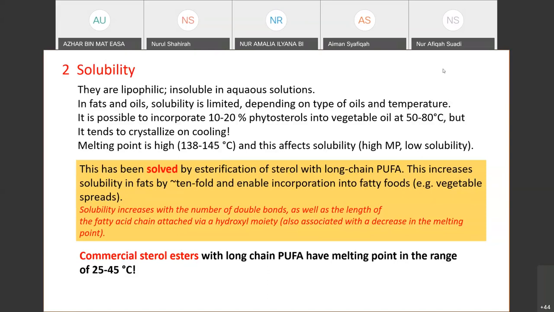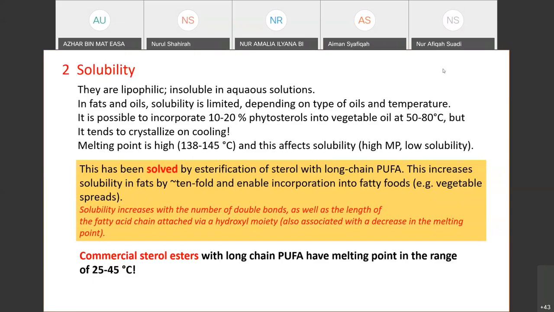But technology has solved the problem by the process of esterification of sterol with long chain polyunsaturated fatty acids. This esterification increases solubility in fats by about tenfold and enables incorporation into fatty foods. This is the secret why it is now easier to incorporate phytosterols into vegetable spread, for instance. Solubility increases with the number of double bonds. That means the more unsaturation, the more double bonds, the longer the fatty acid chain attached via the hydroxyl moiety, the lower the melting point, and that will increase solubility.